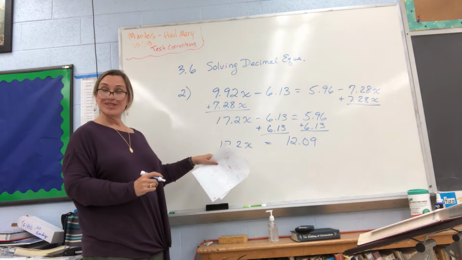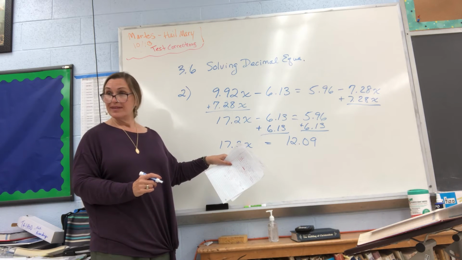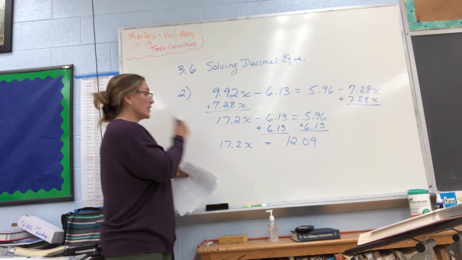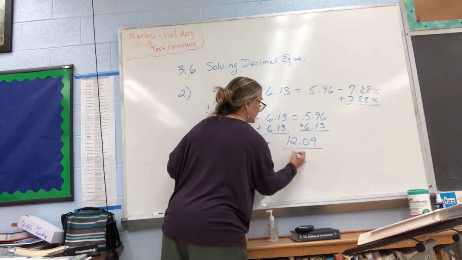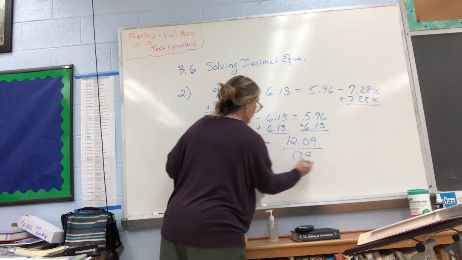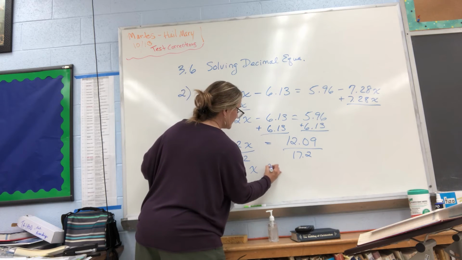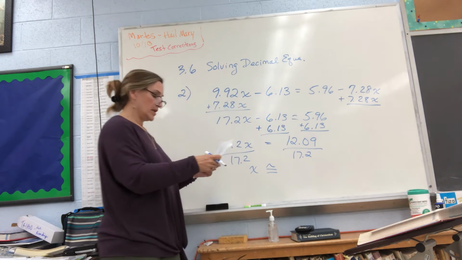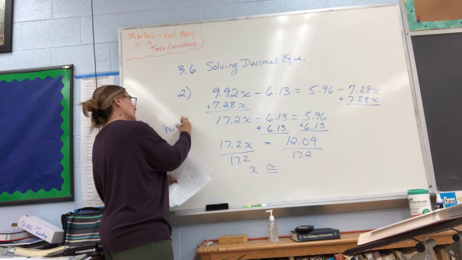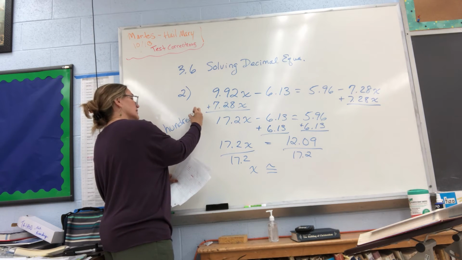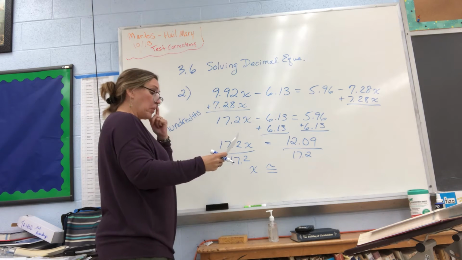And now what do I do to solve this equation? Yeah, let's divide both sides by 17 and 2/10, 17.2. Okay, go ahead and do that for me, please, and let's see what you get. It's going to be an approximate answer. And on this problem, we're going to round it to the nearest hundredths. 0.7?